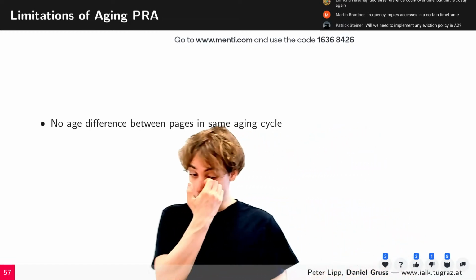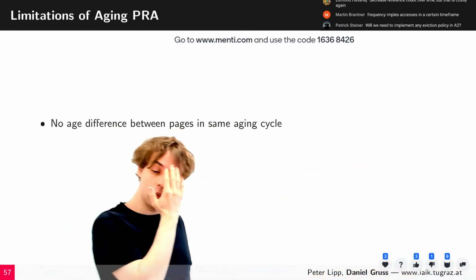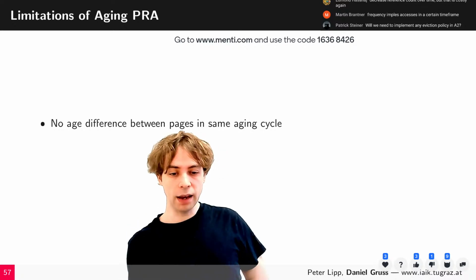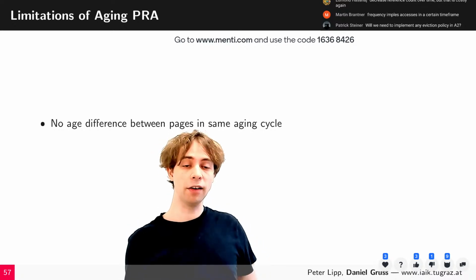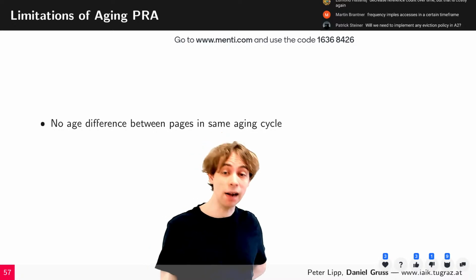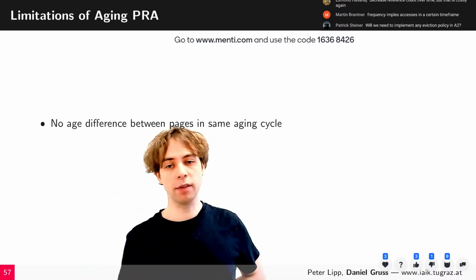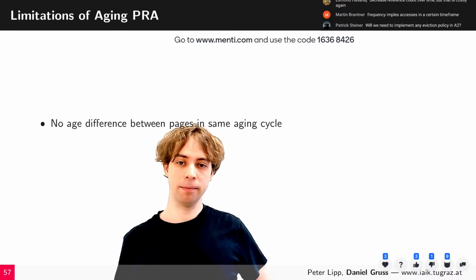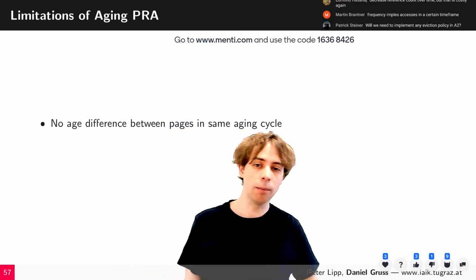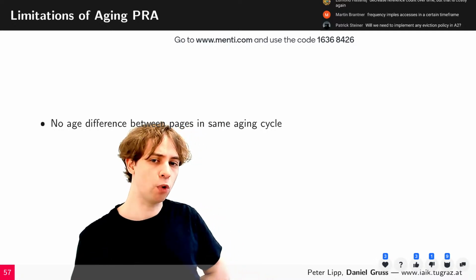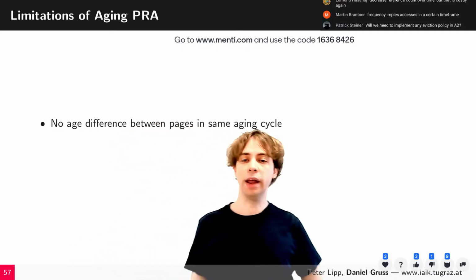Okay. There's a question in the chat, and it says, will we need to implement any eviction policy in A2? Actually, you are expected to implement multiple of these and compare them and see which one performs best in your SWEP. So you would probably at least implement something like 2 or 3 or 4 PRAs and then compare them.